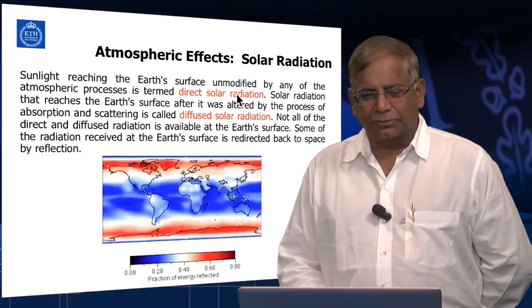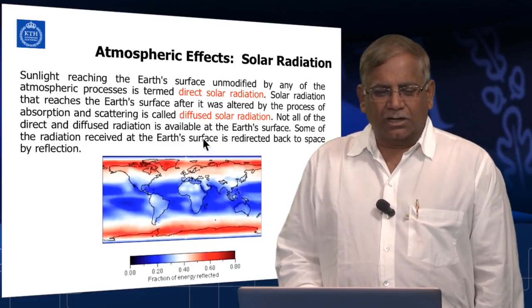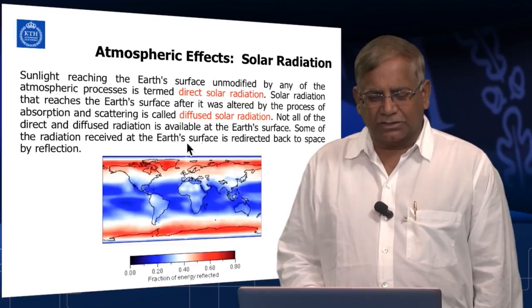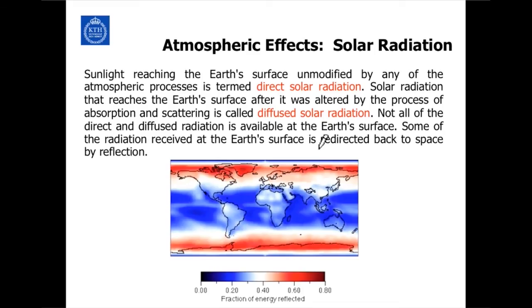We talk about that a little bit more later on in this section. Some of the radiation, of course, received at the Earth's surface is redirected back to space, and what I have shown here is the reflection coefficient, that is the fraction of energy reflected from the Earth back into the atmosphere.